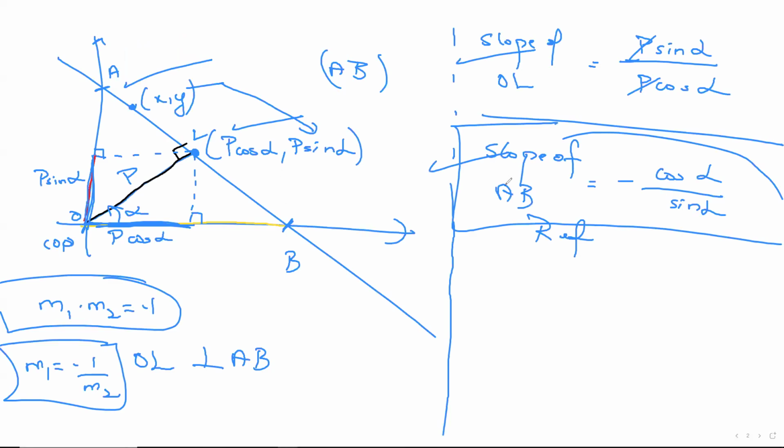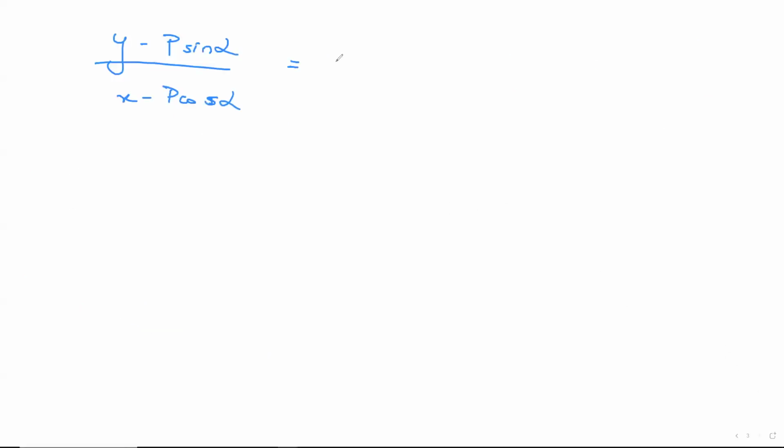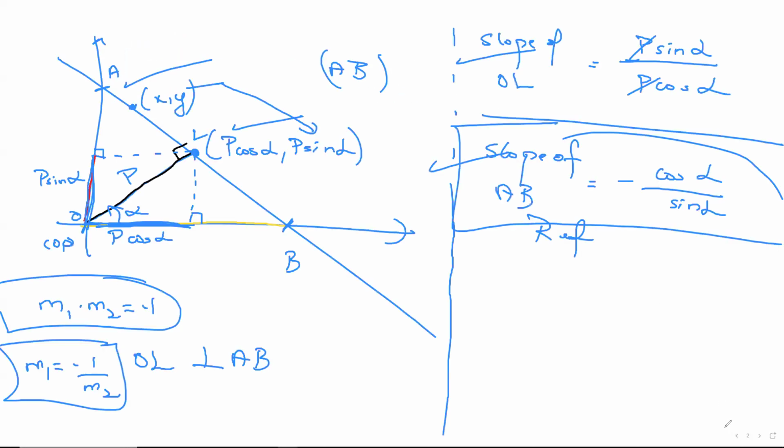I know the slope of line AB. How? I found it using this method: it is equal to minus cos alpha by sin alpha. I'll equate it. That's all. I'll repeat this thing. Basically, you find the slope of OL because you wanted to find the slope of AB.